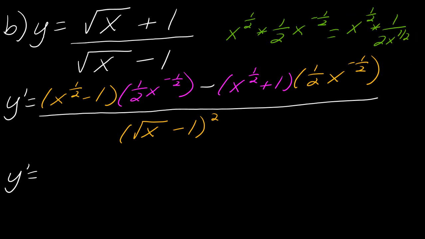Because, let's see, I'll continue to work this out over here. This becomes x to the 1/2 over 2x to the 1/2. So this is what I mean. These cancel out, so this is just going to leave you with 1/2.